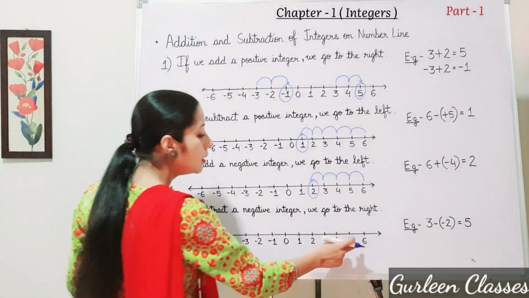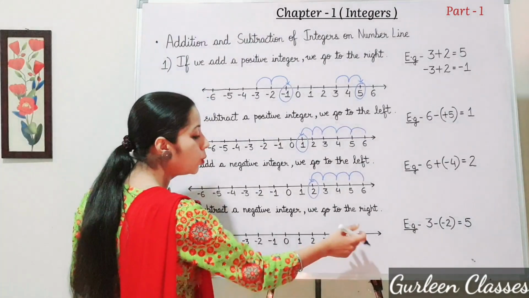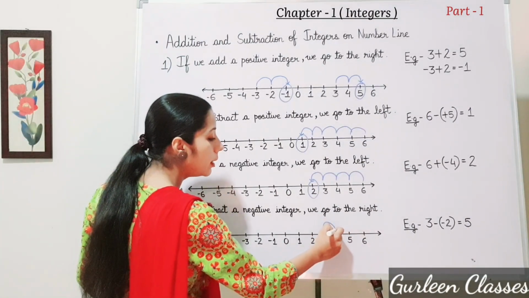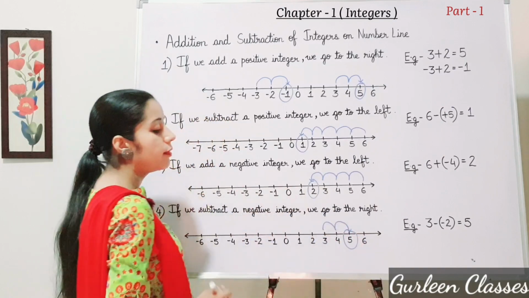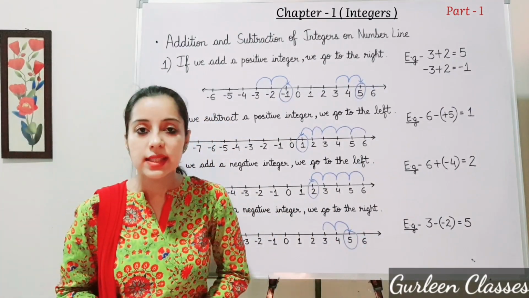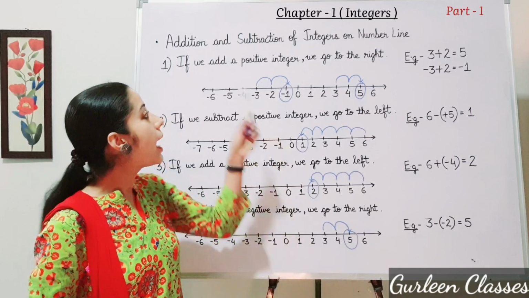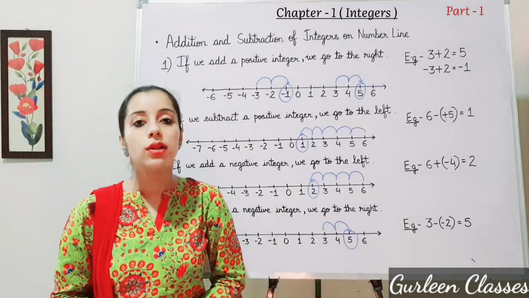So right here, where is 3? This side. Move 2 steps forward. 1, 2. So the correct answer is 5. So I hope, students, the 4 facts are clear for adding and subtracting of integers on the number line.